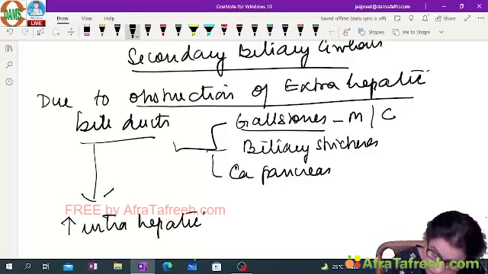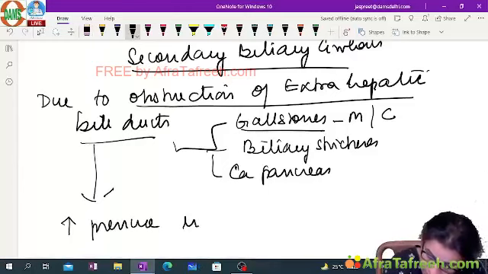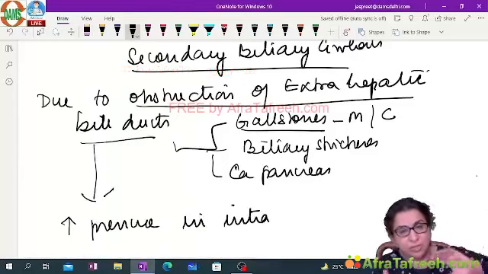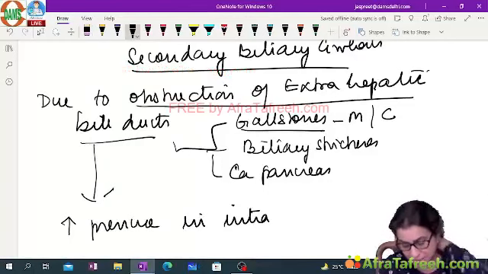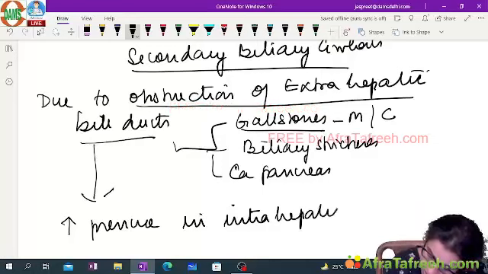So this leads to increased pressure in the intrahepatic ducts as well. So if there is an extrahepatic obstruction, the pressure in the intrahepatic ducts increases.